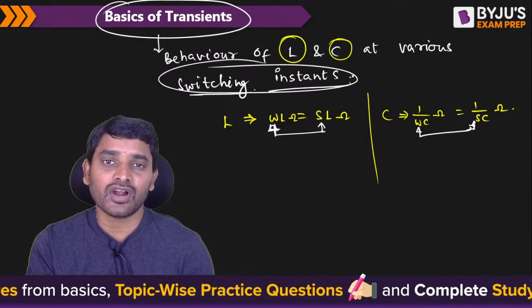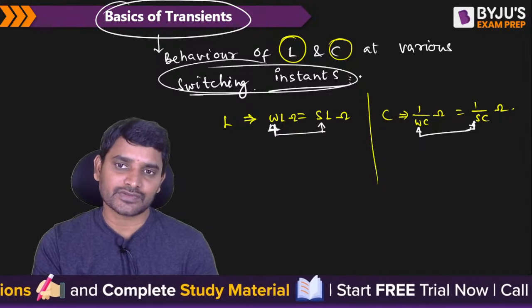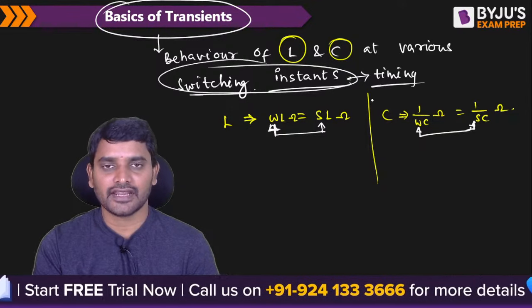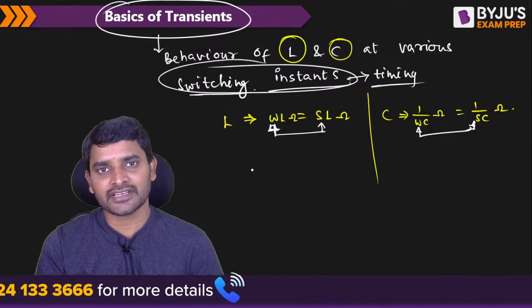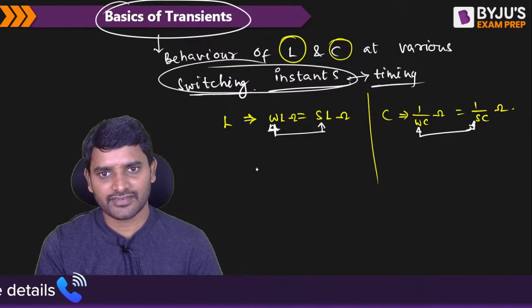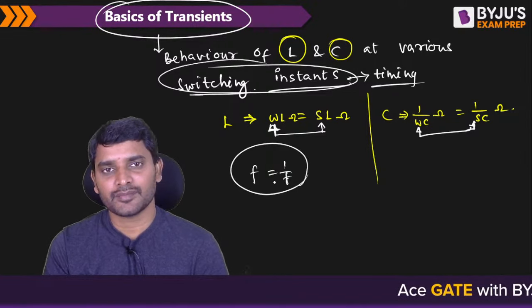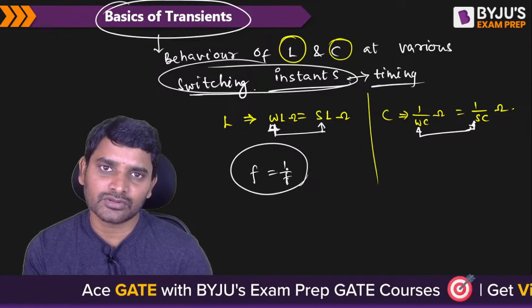Switching instant means at what time we are going to close the switch, at what time you are going to open the switch. It's all about timing. What is the relation between time and frequency? The relation between time and frequency is, obviously, F equals 1 by T, right? Or else I can also write omega equal to 1 by T.